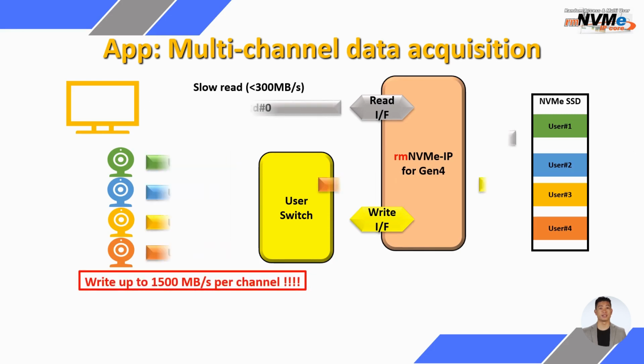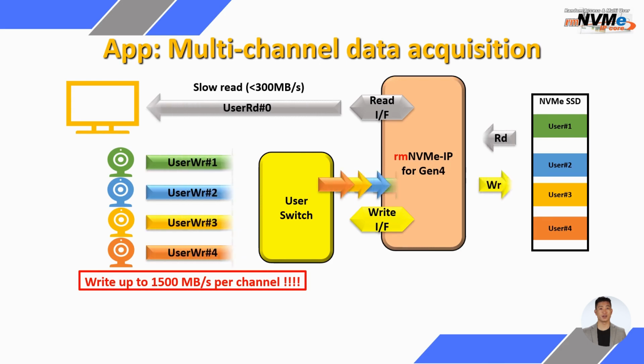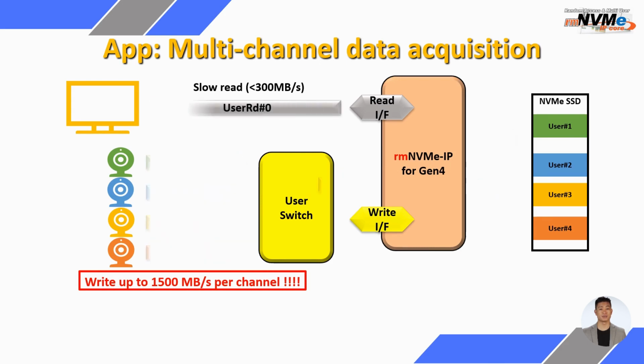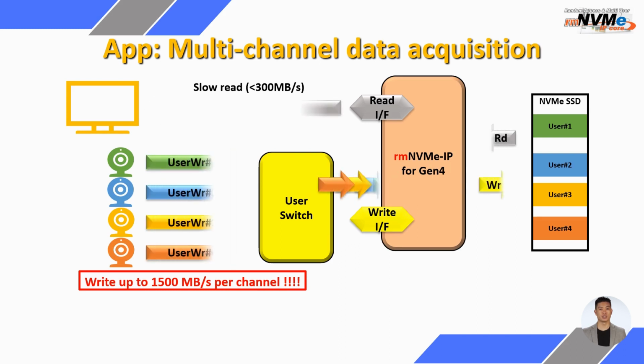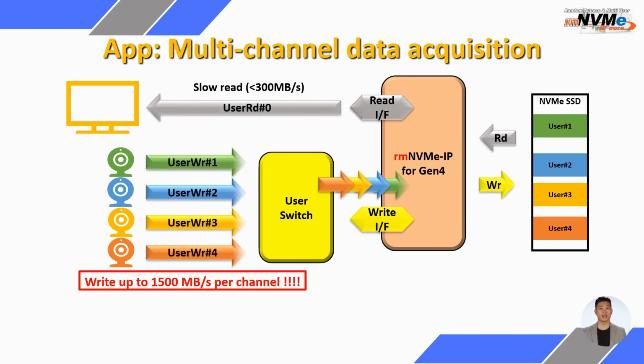However, the read speed is deliberately limited to preserve high performance in the write interface. As a result, write speeds of 6,000 megabytes per second, or 1,500 megabytes per second per channel for 4 users, can be achieved when the read speed is less than 300 megabytes per second.